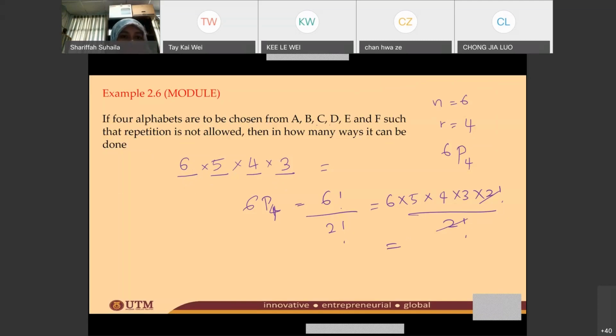Okay. Sebab dia punya tu repetition is not allowed. Okay, let's say if repetition is allowed, how many ways can it be done if repetition is allowed? Apa jawapan dia?